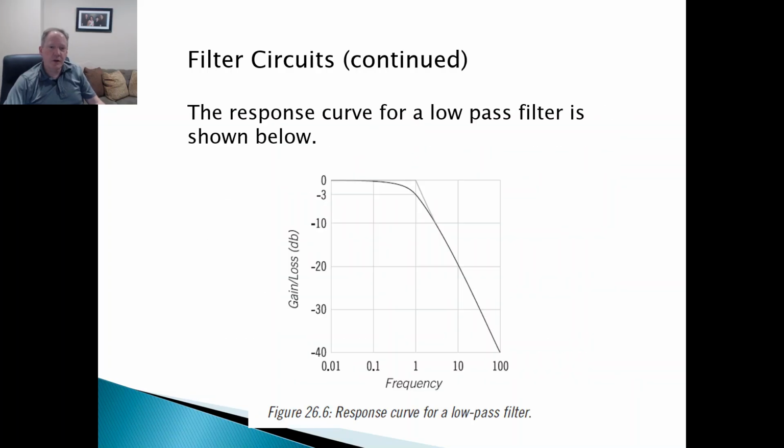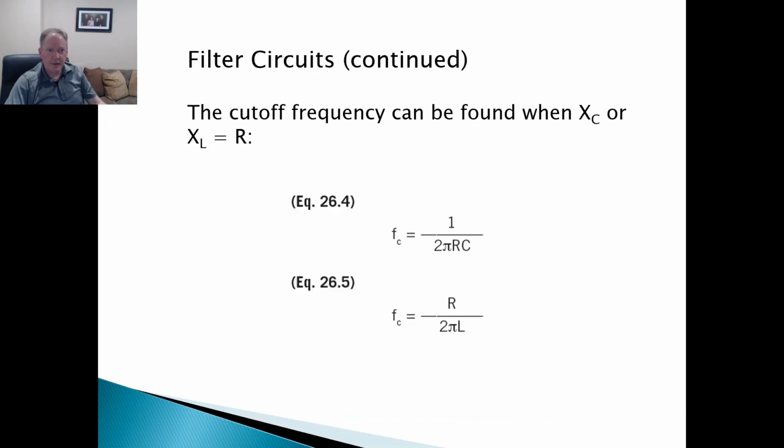And if we were to graph this on a logarithmic scale, right? So this is like log -2, -1, 1, 2, 3, right? The logs there. At -3 dB is where the circuit starts to attenuate. It allows all of it and then it starts to attenuate it, right? So the cutoff frequency can be found when X of C or X of L equals R.